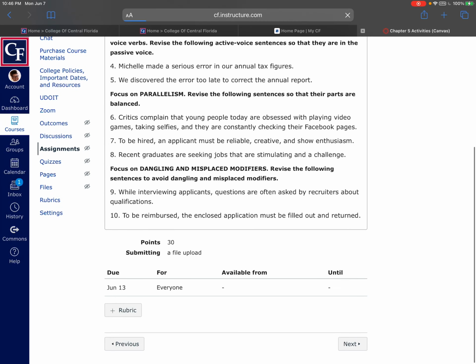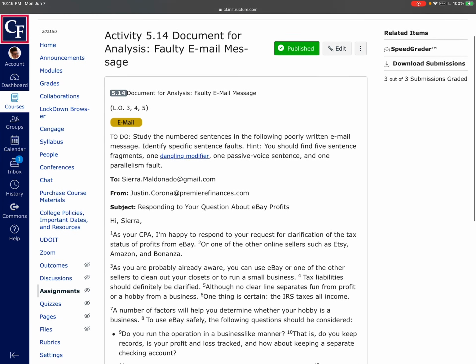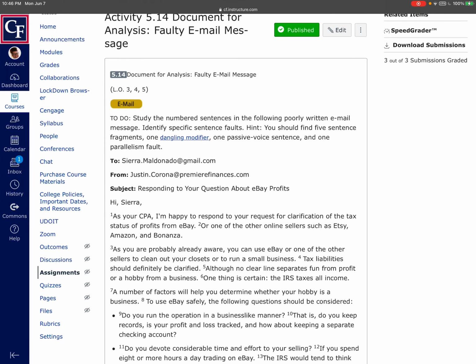And then the next one is 5.14. Now this one is a little different, so don't overwork it. Hopefully if you're watching this, you're way ahead of the game, because for those that aren't, it's going to make this a lot more difficult. Literally all you are trying to find are these faults that they've pointed out. And again, this is in the pre-recorded lecture, and it's in the chapter.